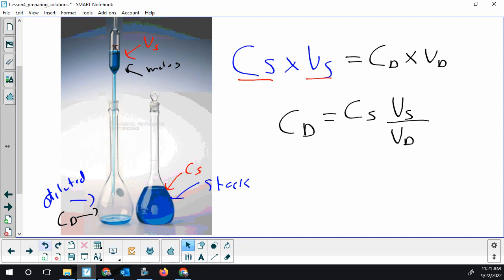So if I take 10 mils of stock and put it in 100, we're going to have 10 on the top, 100 on the bottom. 10 over 100 is a tenth. So the concentration of the stock is going to be divided by 10. You don't always have to use this formula. I hope some of you would just think of the ratio of the dilution and just apply that. This is not a required formula, but sometimes you need math and some structure, and that will help you solve it. But think of that ratio.